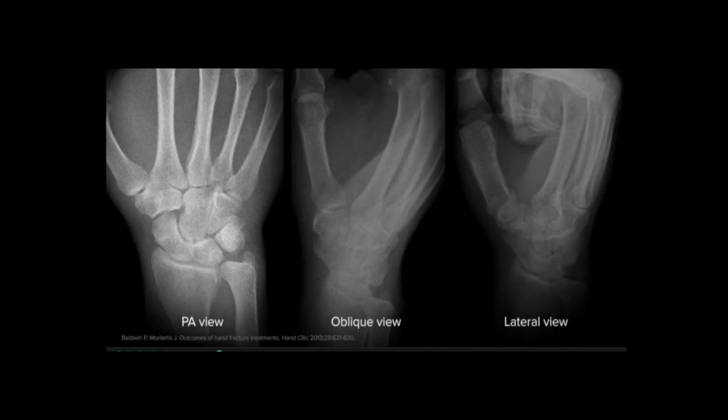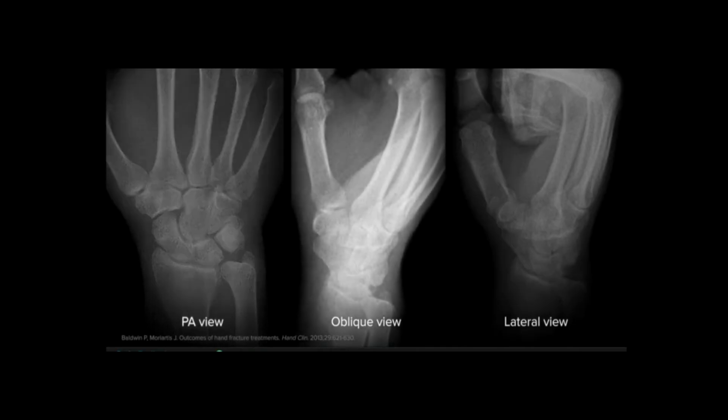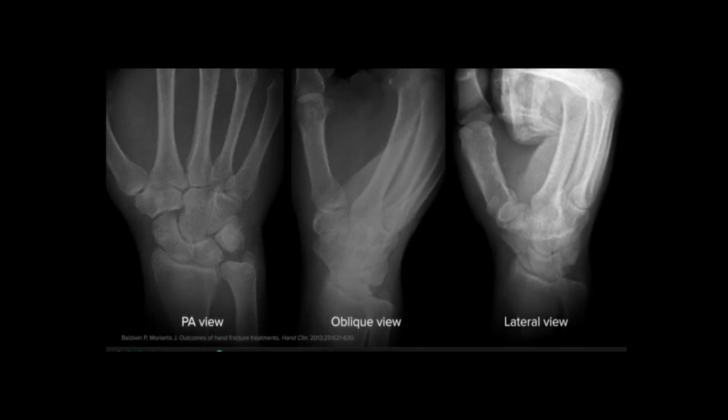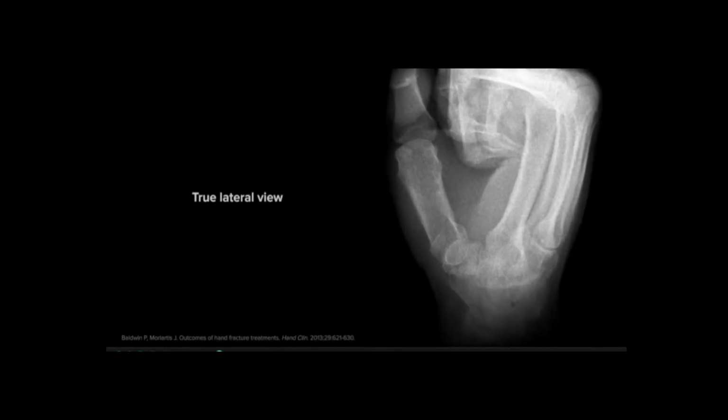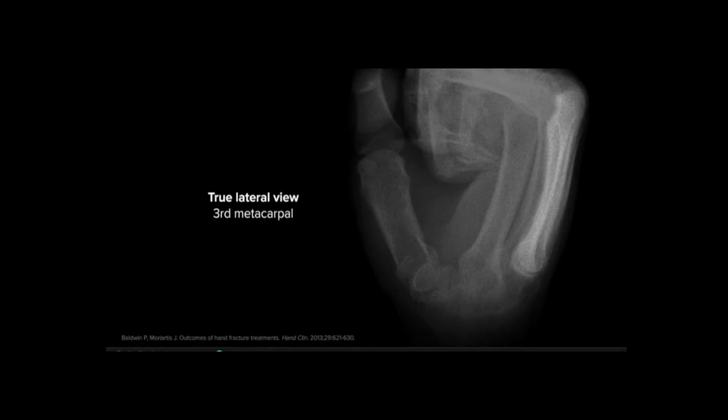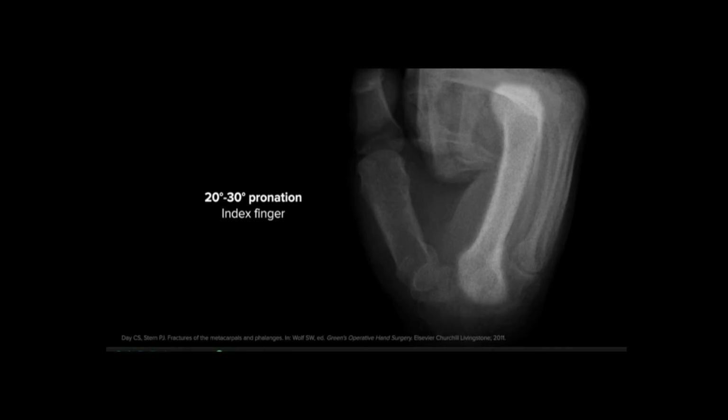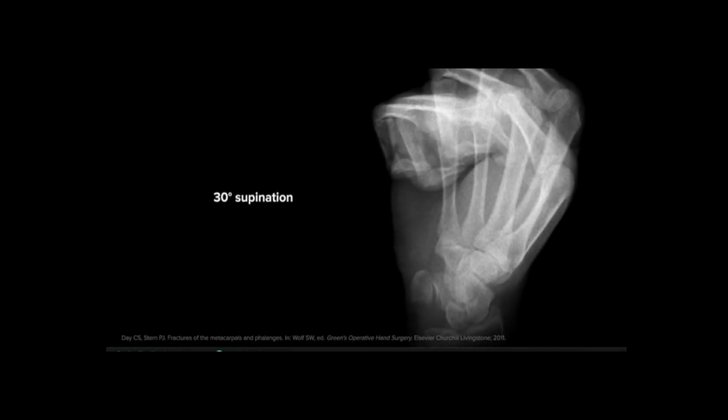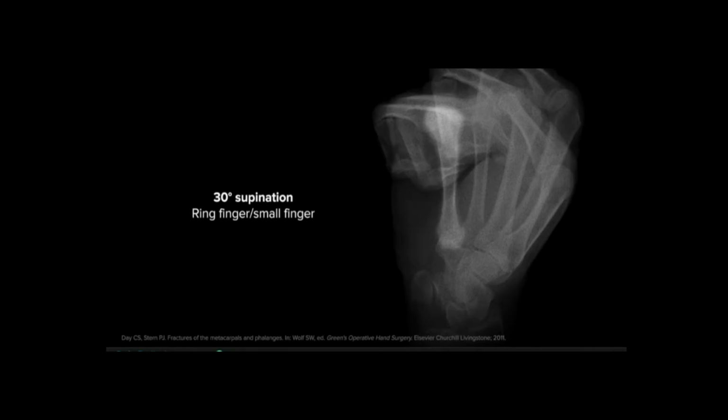The different radiographs that are obtained to assess metacarpal fractures are the posterior anterior view, oblique view, and the lateral view. There are different options for the lateral view. A true lateral view allows assessment of the third metacarpal. A lateral view with 20 to 30 degrees of pronation assesses the index finger. And a lateral view in 30 degrees of supination is used for ring and small fingers.